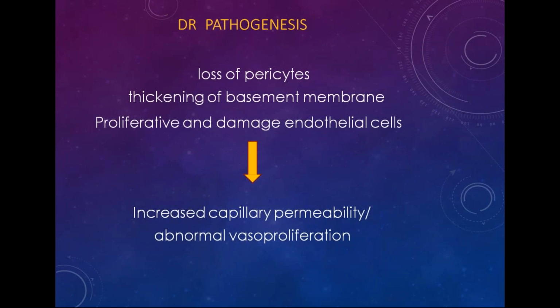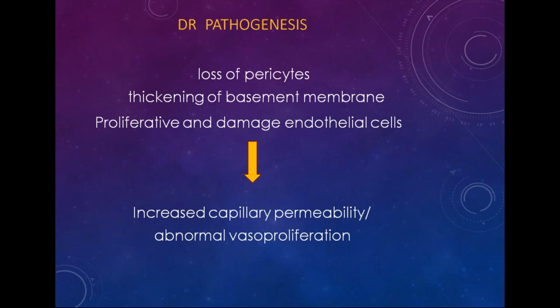As I always told you, there is loss of intramural pericytes and thickening of the basement membrane, proliferation and damage of the endothelial cells, increased capillary permeability due to loss of intramural pericytes, and abnormal vasoproliferation. That means the ischemic retina will produce vascular endothelial growth factors, which lead to neovascularization. This is the pathology: loss of intramural pericytes and thickening of the basement membrane. I have already told the pathogenesis.